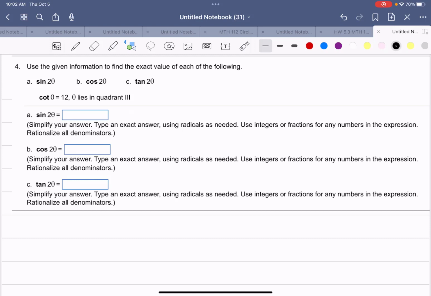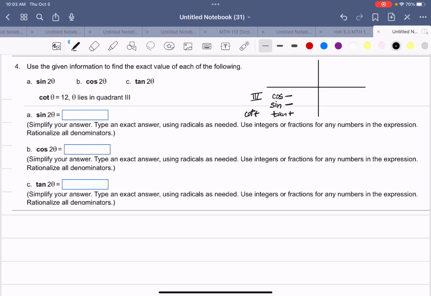So let's think about our signs before we do anything else. We're down here in quadrant 3. So here we have a cosine, which is negative, a sine, which is negative, a tangent, which is positive, meaning our cotangent is also positive.